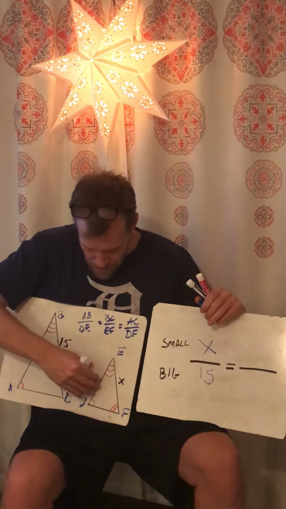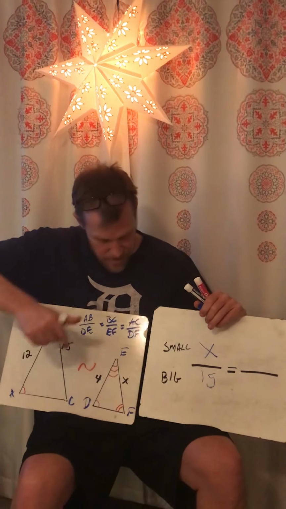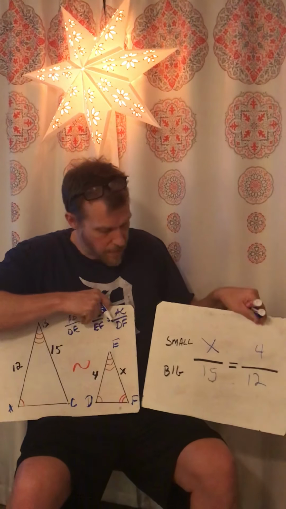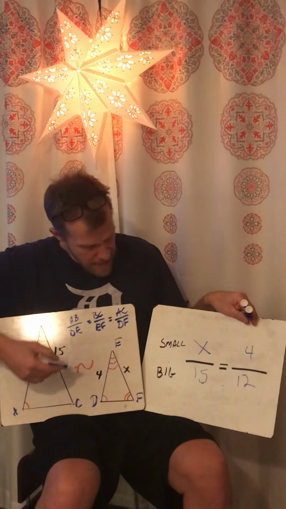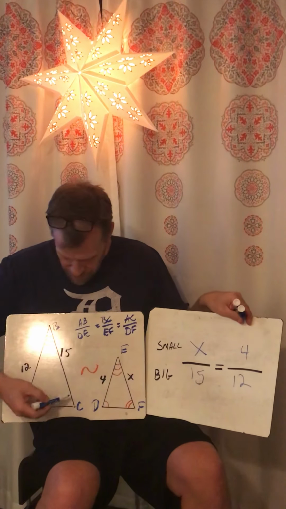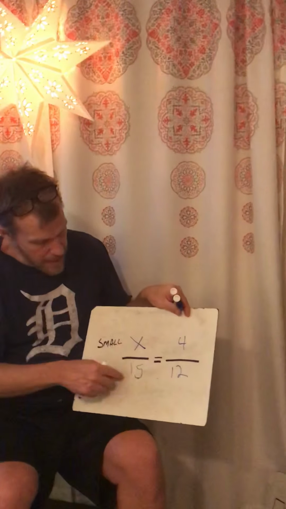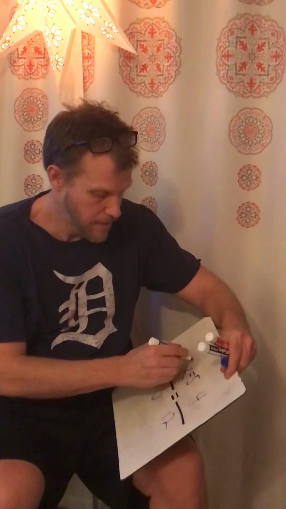It's got to go small to big. If they gave you this side and this side, you'd use these two, but it gives us this 4 and this 12, so we're going to put 4 matches 12. That is a proportion that we can now solve. So we have our matching sides: our X matches our 15, 4 matches 12. Now you multiply diagonally, and you divide by the third number. And you get that the answer is actually 5.